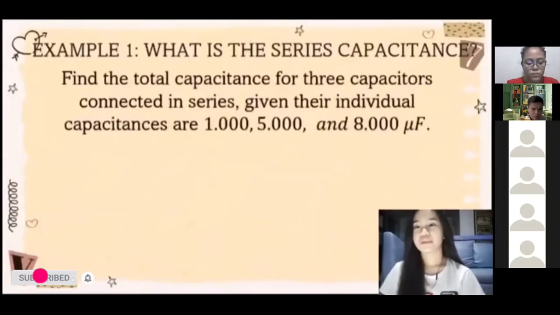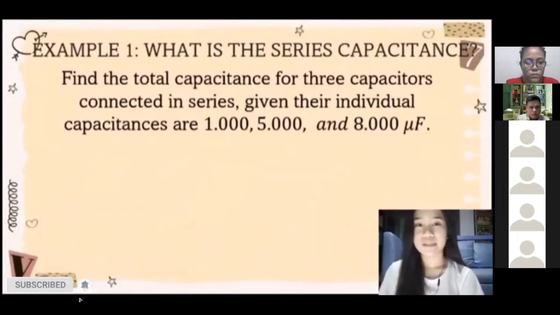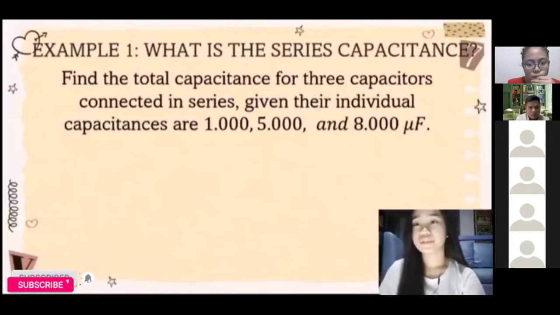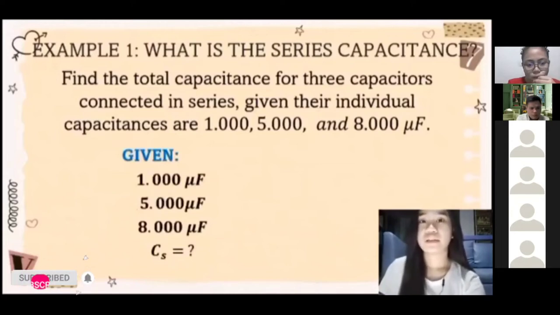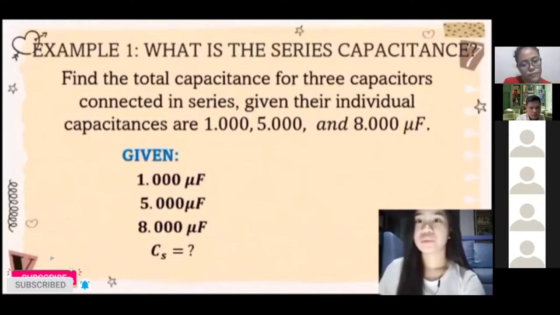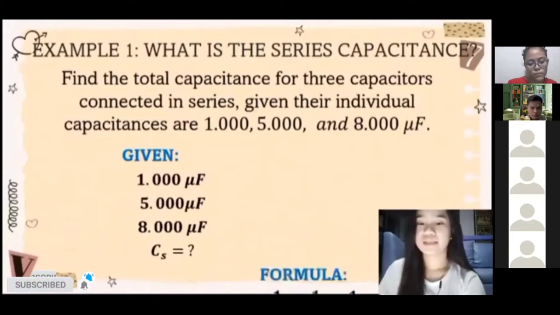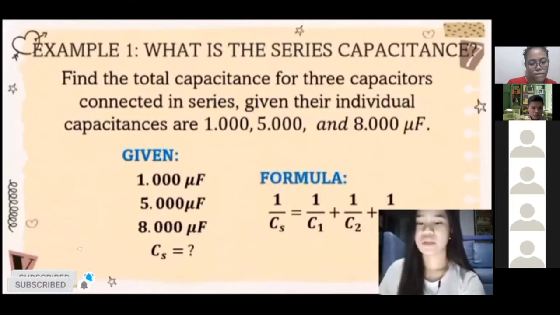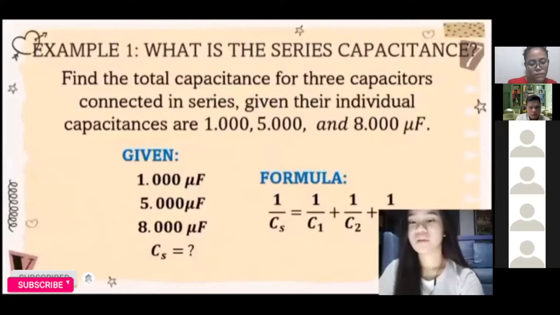So let's proceed with our word problem. It says here, find the total capacitance for three capacitors connected in series given their individual capacitances are 1.00, 5.00, and 8.00 microfarad. The first step that we're going to do is list all the given. We have 1.00, 5.00, and 8.00 microfarad. We're going to look for the total capacitance for this problem. So, the formula for this problem is 1 over C sub S is equal to 1 over C sub 1 plus 1 over C sub 2 plus 1 over C sub 3.